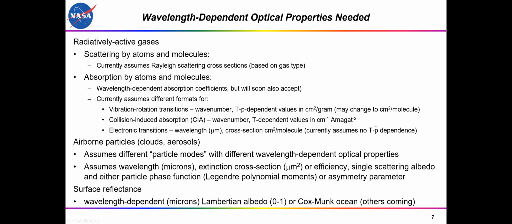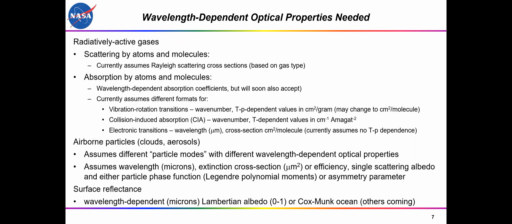So at this point, the model does not account for the temperature and pressure dependence of the electronic transitions, in part because it's basically showing its age. We now do have some electronic transitions that have significant known temperature and pressure dependence, and we can put that in the future. For airborne particles, I treat them as separate individual particle modes.